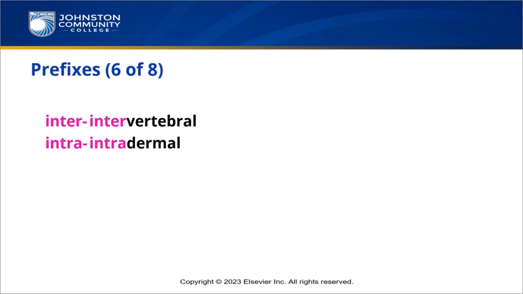Inter means between. One thing I stress in medical terminology is that if you can find word association to help you with your recall, you are going to excel far beyond what you thought possible. An example, intervertebral. Enter. I had a student in the past who said it sounds like enter, enter between the doorway, enter between the doors. Enter means between. Then we have intra. Intra means within. Intradermal means pertaining to within the skin.